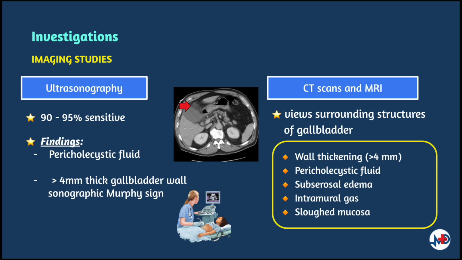Next is a CT scan or an MRI. Apart from providing us the specific findings of cholecystitis, CT scans and MRIs are useful for viewing the surrounding structures if the diagnosis is uncertain. Findings suggestive of cholecystitis on a CT scan or MRI include wall thickening more than 4 mm, pericholecystic fluid, subserosal edema, intramural gas, and sloughed mucosa.